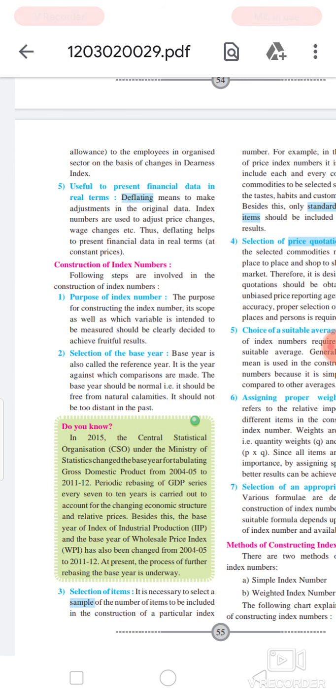Hello students, last lecture we learned the uses of the index number in economics, and I completed the 5 points of the uses of the index number in economics.